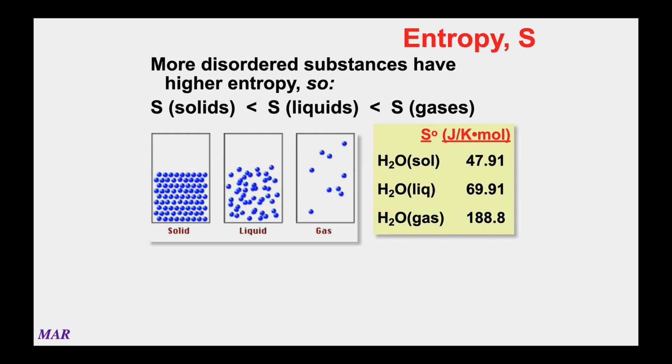This is an example of water's entropy in 3 different phases. We're seeing water as a solid, which would be ice, of course, liquid water, and gaseous water. Those numbers represent entropy values. So ice would have an entropy of 47.91 joules per mole Kelvin, liquid water the 69 number, and gaseous water the 188. So notice here, and this is a trend you see all the time, solids always have less entropy than liquids, and liquids have less entropy than gases.